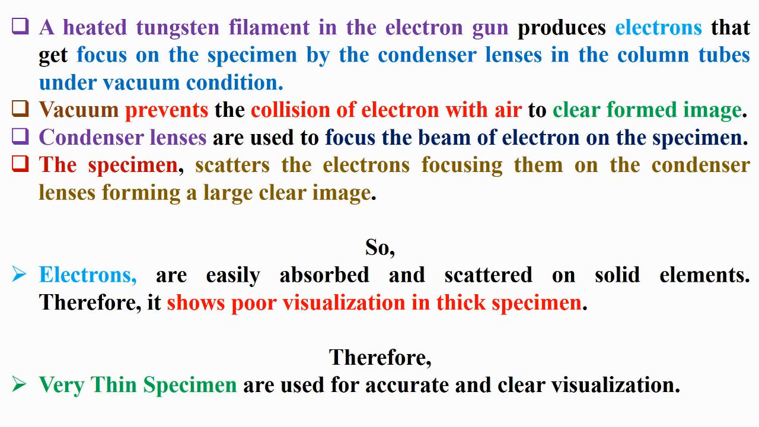So, electrons are easily absorbed and scattered by solid elements. Therefore, it shows poor visualization in thick specimens. Therefore, very thin specimens are used for accurate and clear visualization.